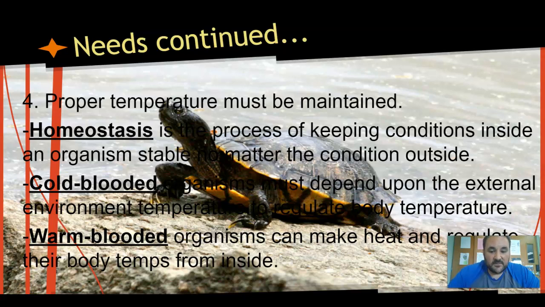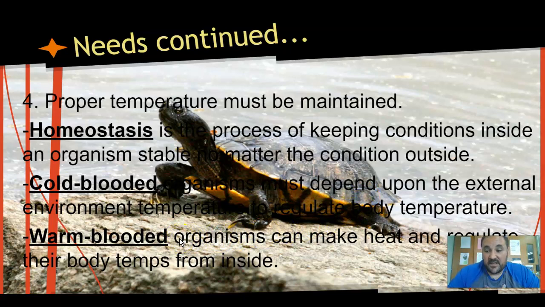Now, some organisms can make their own heat, some organisms have to rely on the temperature outside. If you have to rely on the temperature outside, such as this turtle, if anybody knows anything about turtles, they have to absorb heat from the sun. They're what we call cold-blooded. They're also referred to as an ectotherm, meaning their heat has to come from outside.